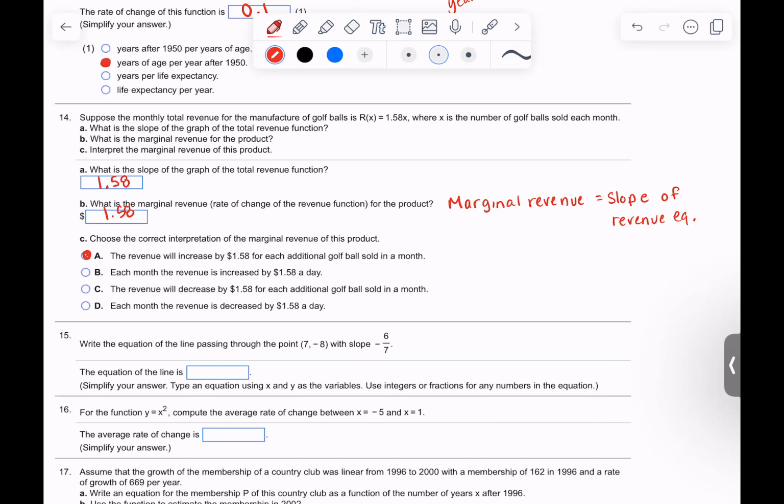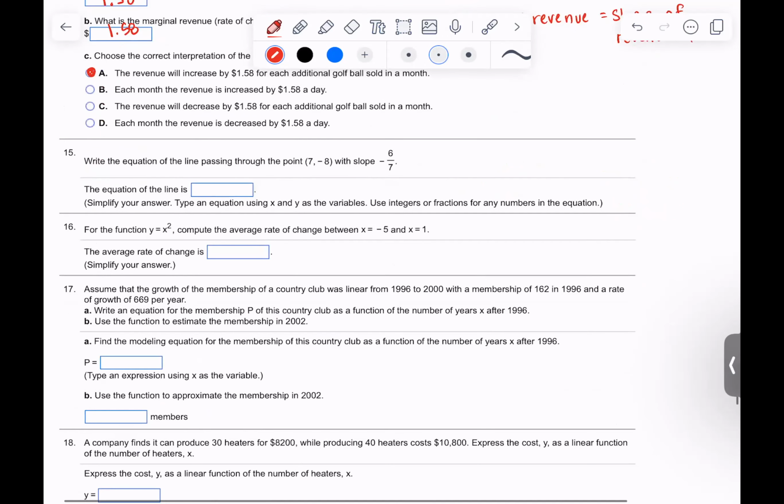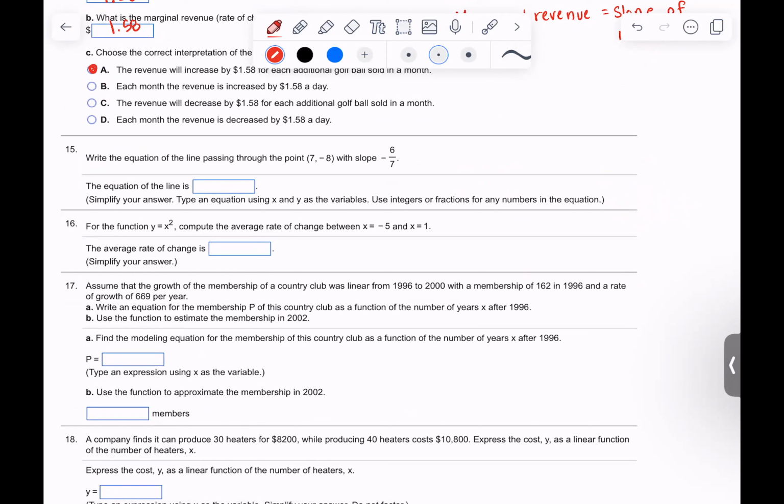Okay, problem 15. Write the equation of the line passing through the point with slope. So we're just going to use the point-slope equation to find the equation of the line with slope -6/7 and the point (7, -8). So y minus y1 equals m times (x minus x1). Okay, so let's plug and chug. We're going to put -8 in for y1. y minus -8 equals, my slope is -6/7 times, in parentheses, x minus 7. We're plugging in 7 for x.